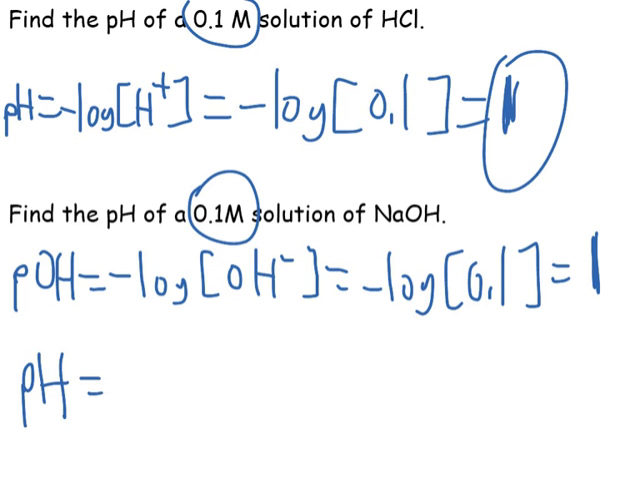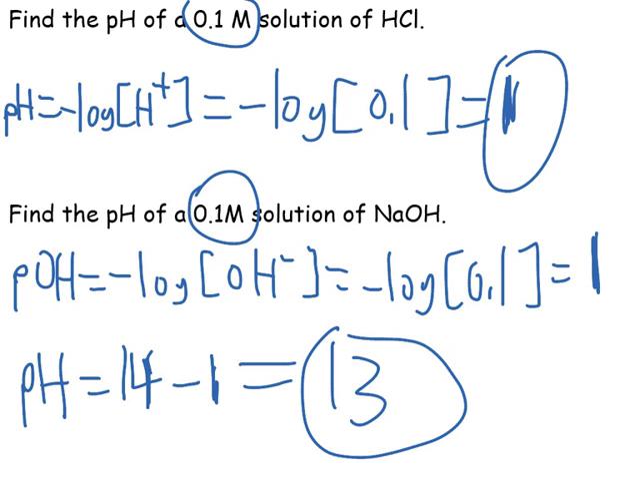As we already went over, pOH and pH add up to 14. So to find the pH, we just need to subtract this number from 14. So 14 minus 1, and we get 13. And this number makes more sense because bases have high pHs.